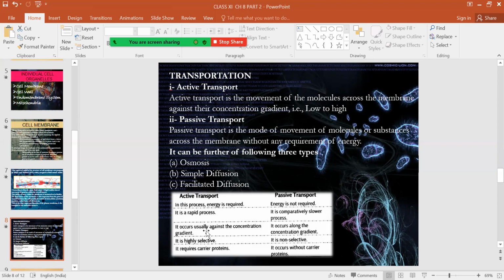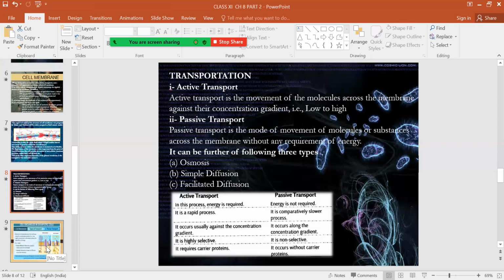But talking about active transport, it is a transport where the transportation of material takes place from low concentration to higher concentration. It is highly selective. It requires carrier proteins. It requires energy. And comparatively, it is a rapid process as compared to the passive transport.